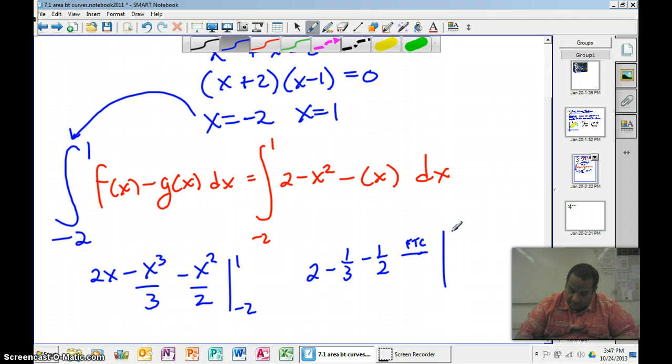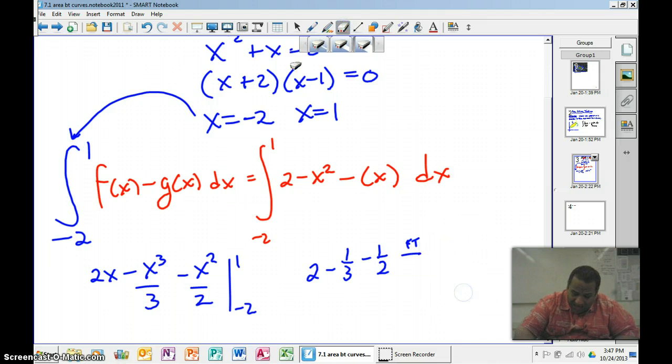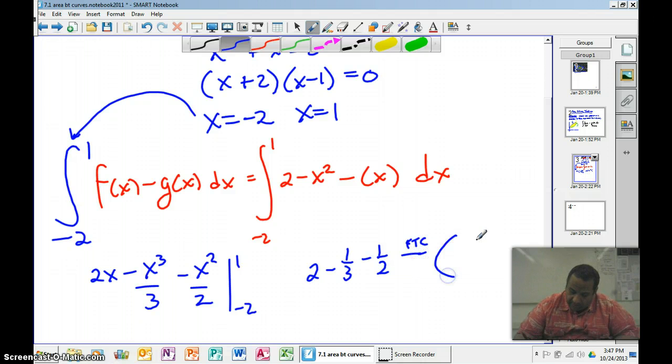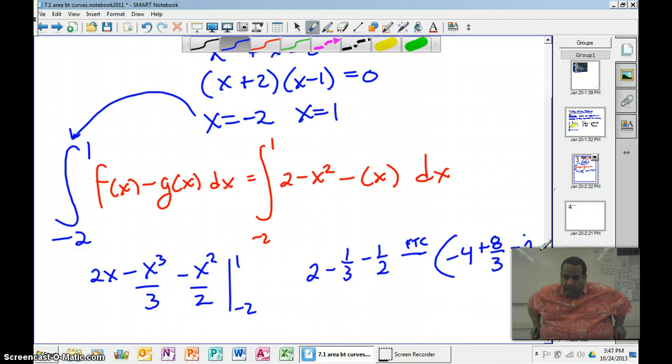I get negative 4 when I plug negative 2 in. I get 8/3. I hope I'm doing this right. I told you this is the hardest part of the whole thing. And negative 2 into this is minus 2, I guess, right? Because it would be minus 4 over 2, which is just 2.